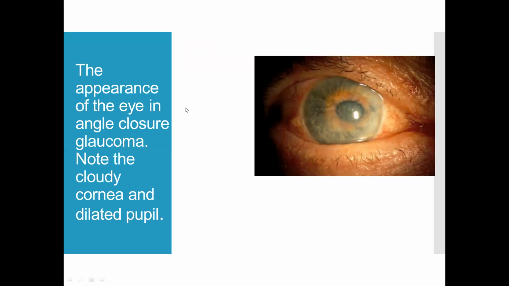So this is basically the diagram showing the appearance of the eye in angle closure glaucoma. So you need to take note of the cloudy cornea and the dilated pupil.